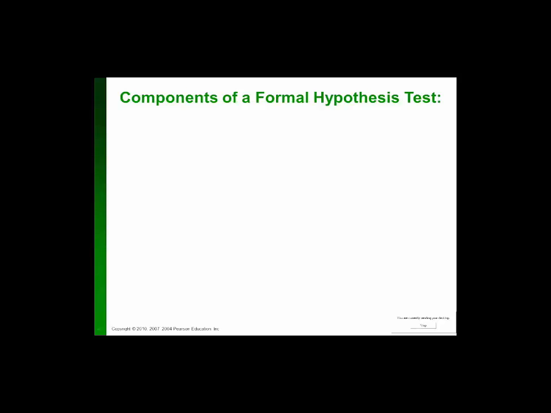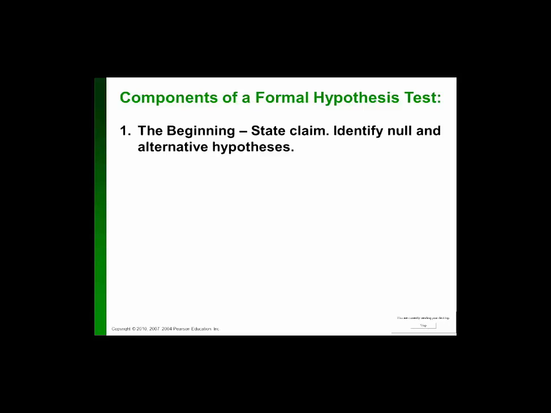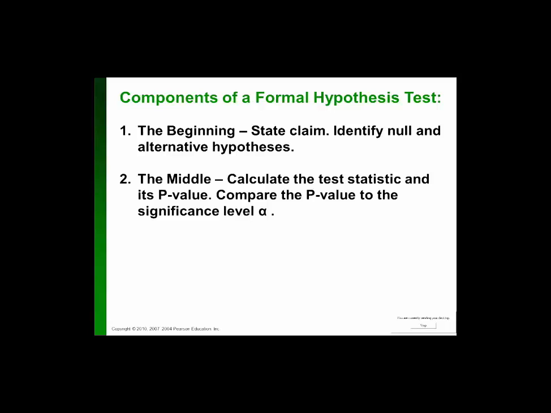The beginning is state the claim and identify the null and alternative hypotheses. You don't know what that means yet, and that's okay. We'll refer back to this slide. But the beginning is state the claim, identify the null and alternative hypotheses. The middle is calculate the test statistic and its p-value, compare the p-value to the significance level alpha. Well, we have talked about significance level alpha. The rest of that doesn't make any sense to me yet. Don't worry about it. The end is to state the initial conclusion.